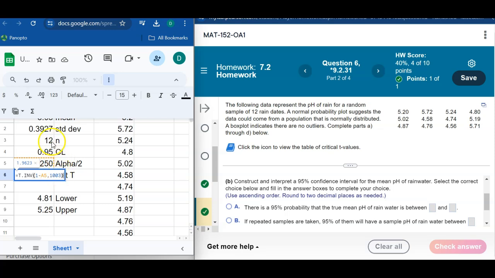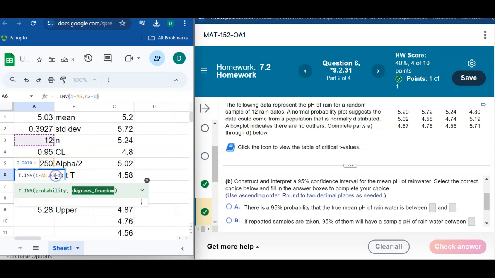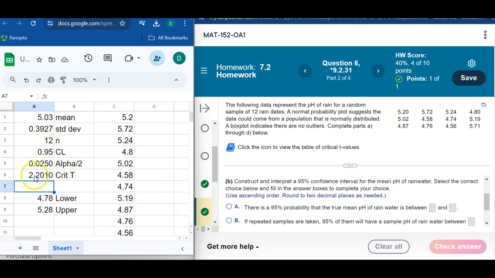And then our degrees of freedom. Our sample size is 12, so the degrees of freedom is n minus 1. So 12 minus 1. I'm going to click on the cell where n is and subtract 1. Your degrees of freedom, which is this number right here, is always 1 less than your sample size. So I clicked on 12 and subtracted 1. You could also just type 11 in there. So there's my critical t.